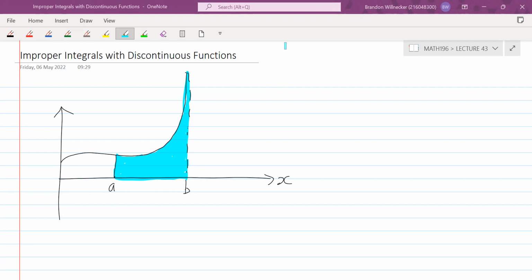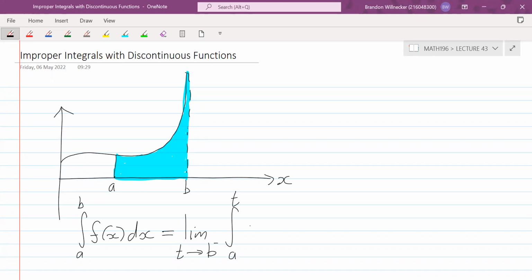So instead, we find the integral as a limit approaching b. So the integral from a to b of f of x dx, we can't do that directly. So instead, we take the limit as t approaches b minus, so we're approaching it from the left-hand side. Then we take the integral from a to t, f of x dx. So this t is somewhere here. And then we take the limit as t approaches b, so we get closer and closer to this asymptote.